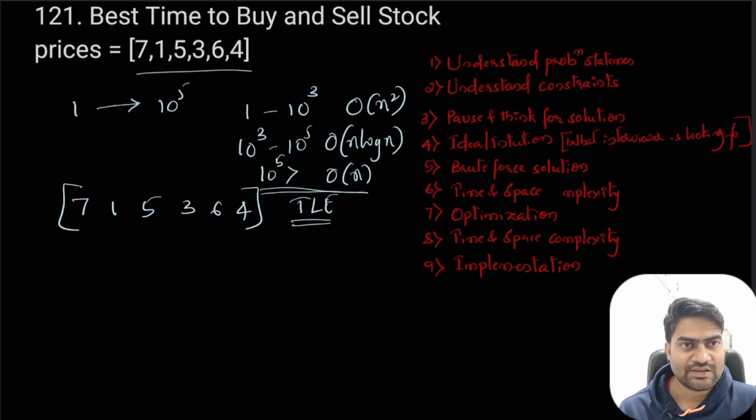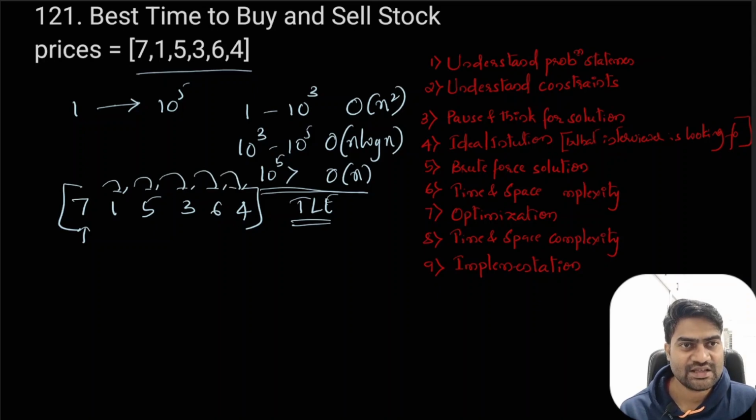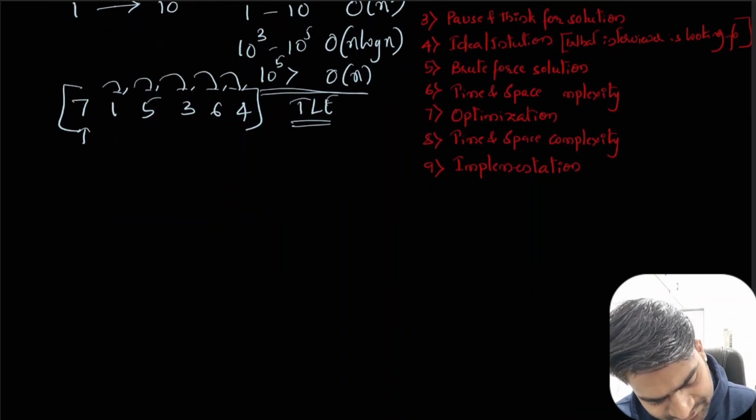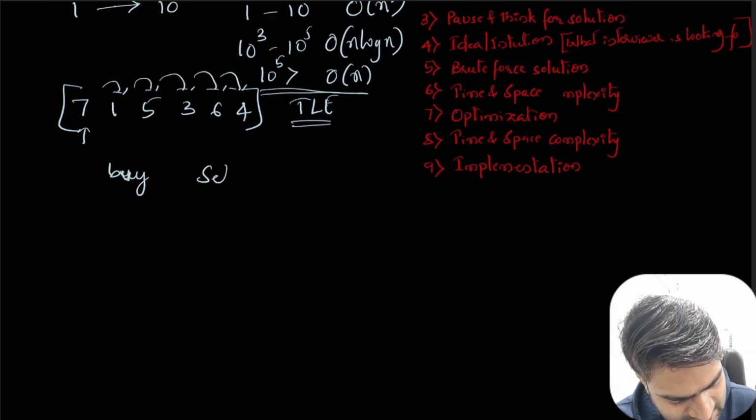So how to find the profit? First you need to buy, then on some subsequent day, any day, you can sell, and you need to check whether the profit is the maximum. If that is the maximum, then you will have to consider that profit. So now let us take a buy case here, then sell.